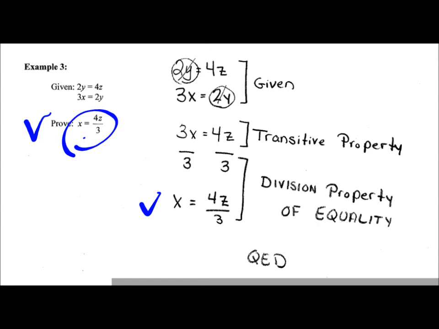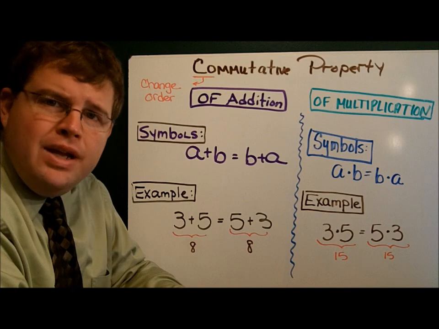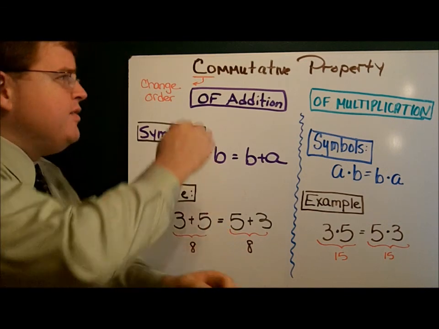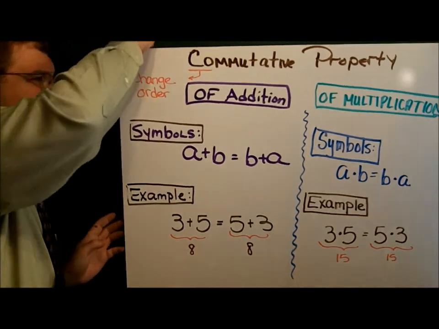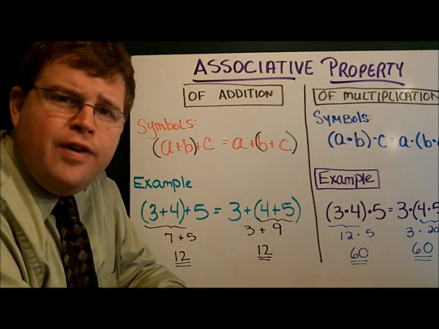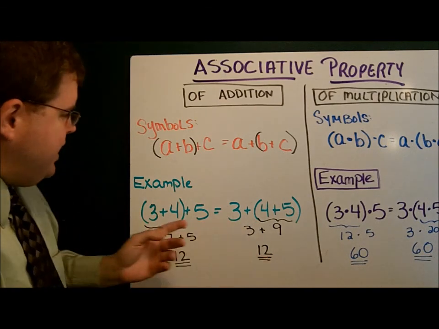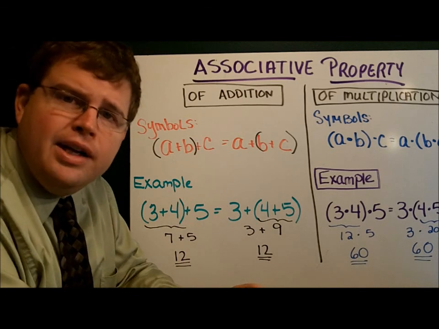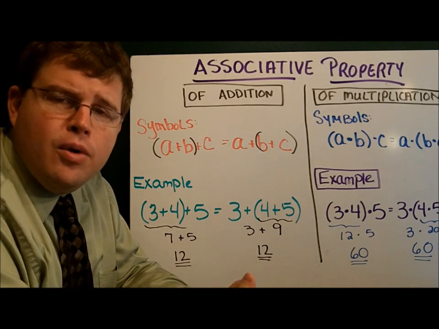Let's take a look at a couple more properties. The other property that only works for addition and multiplication is the associative property. In the associative property, the numbers do not change as far as the order goes. Notice here I have 3, 4, 5, 3, 4, 5. What does move is the grouping symbol, or the parentheses.